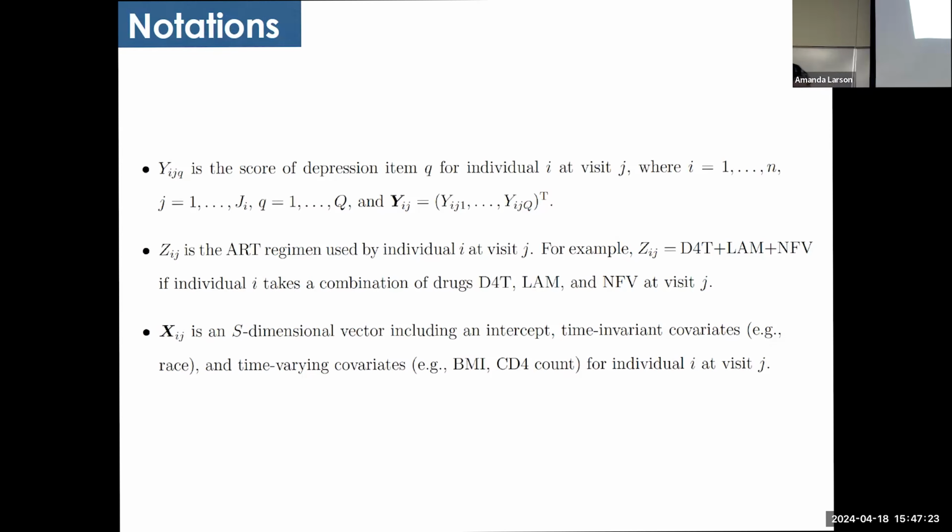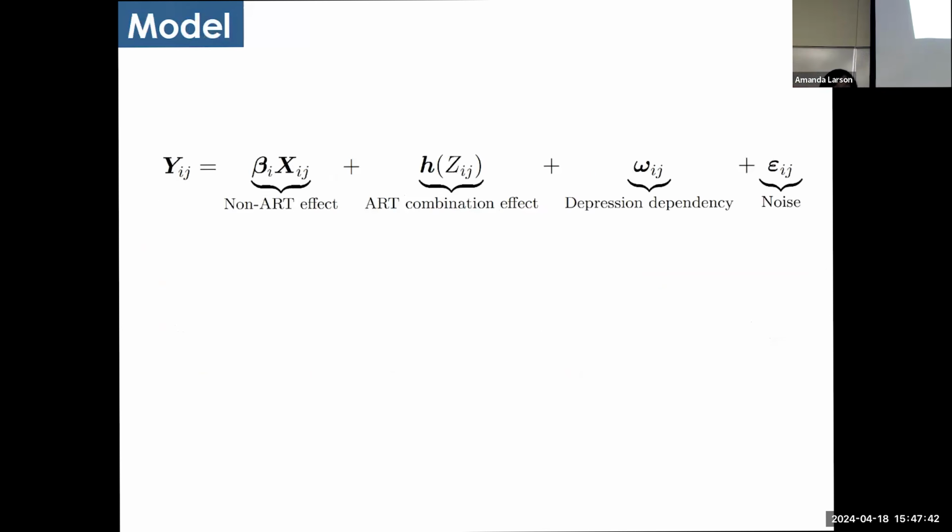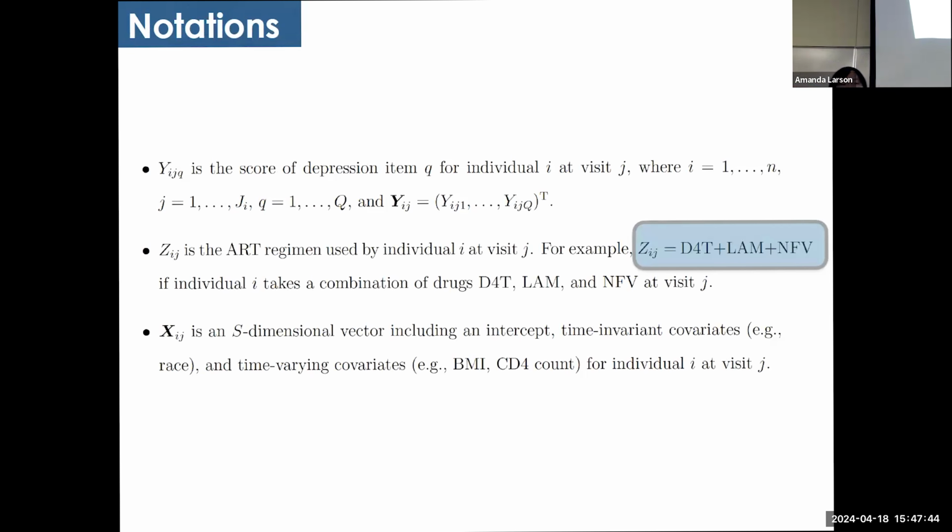We also have Z_ij to denote the treatment regimen. But here, the treatment regimen is no longer a numerical value we usually deal with, it's actually a drug combination. So for example, Z_ij will be this drug combination, T4T plus LM plus NFB. And we also have X_ij to denote all the covariate information.